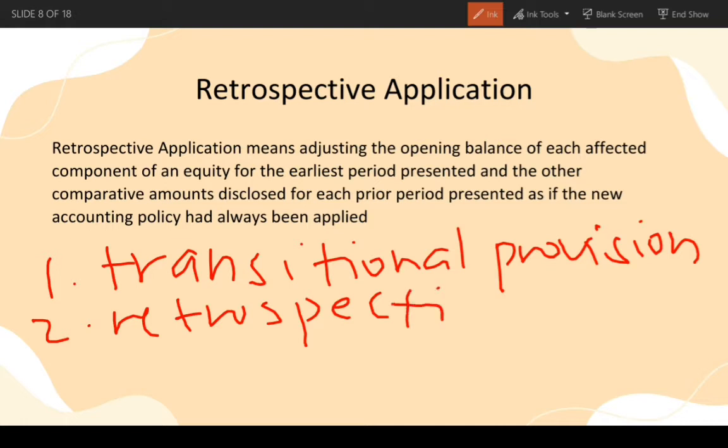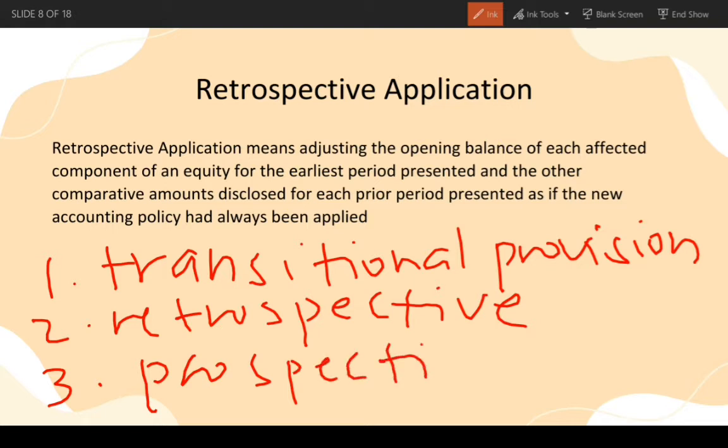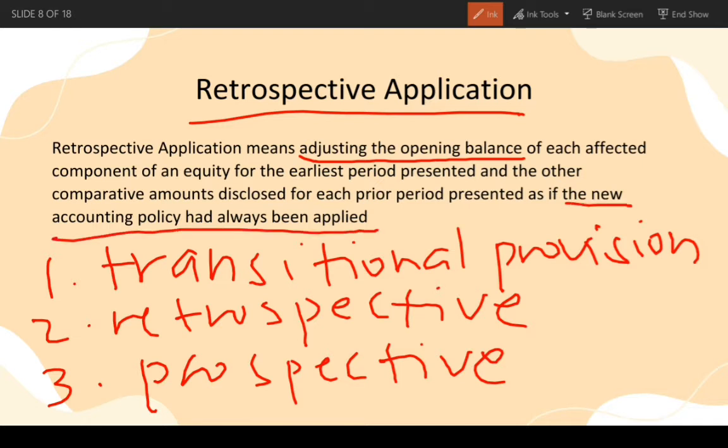Kapag hindi pa rin available si retrospective application, ang measurement ay prospective application. So, ang requirement na statement of changes in equity, ang change in accounting policy, ang measurement ay retrospective application. Retrospective application means adjusting the opening balance of each affected component of equity for the earliest period presented and the other comparative amounts disclosed for each prior period presented as if the new accounting policy had always been applied.